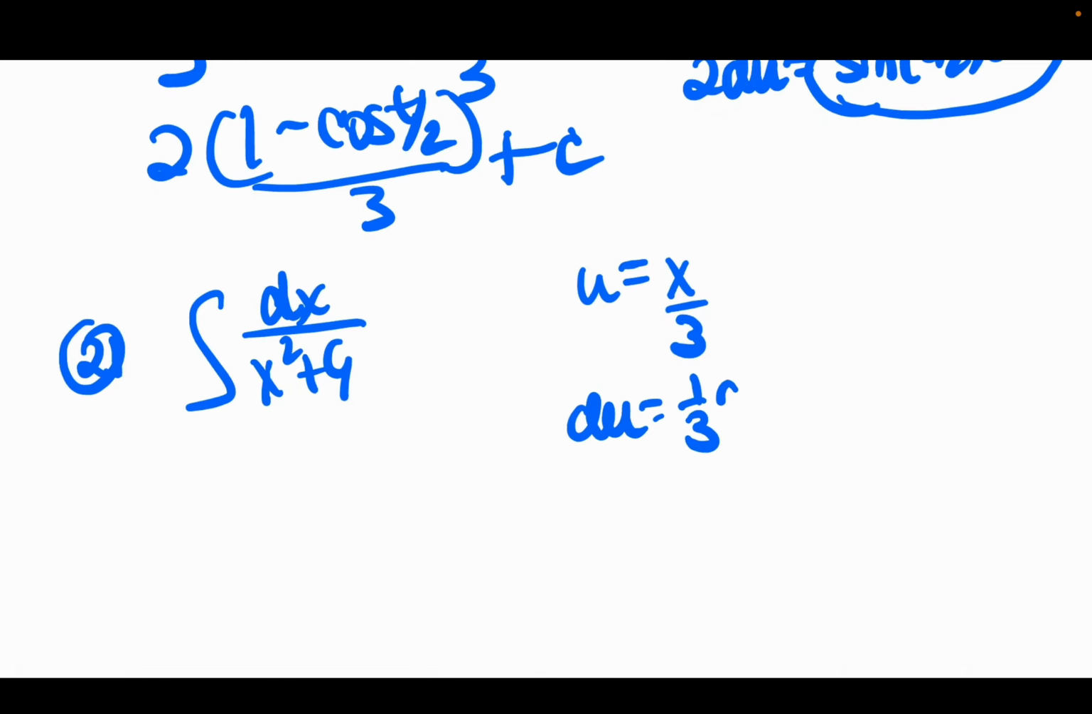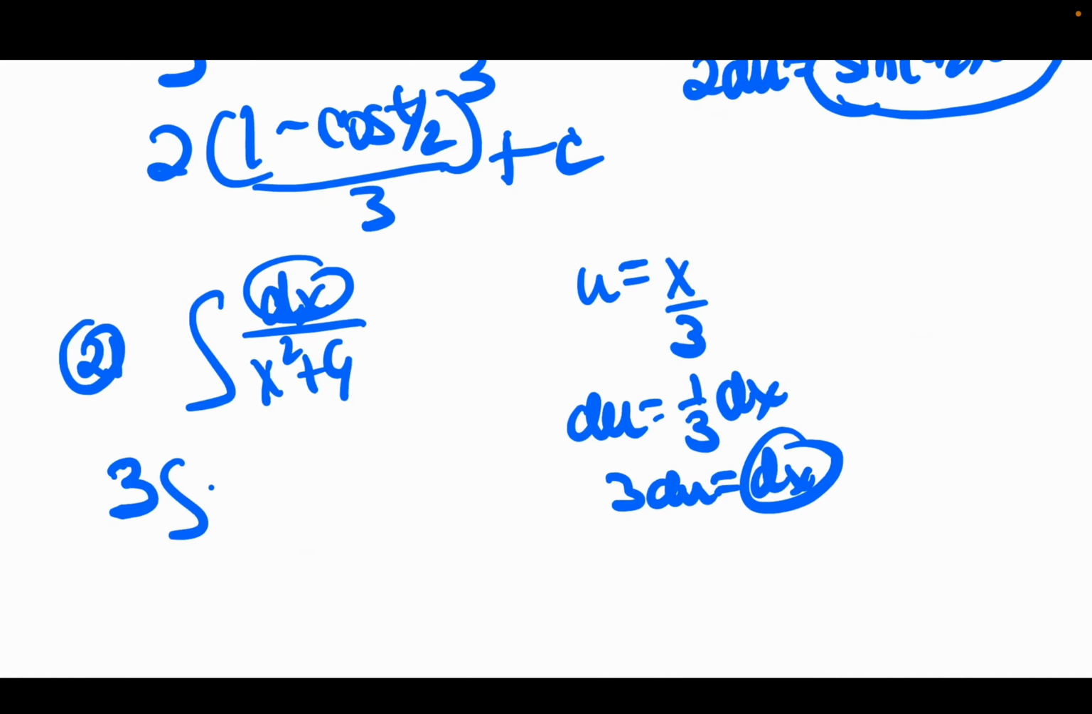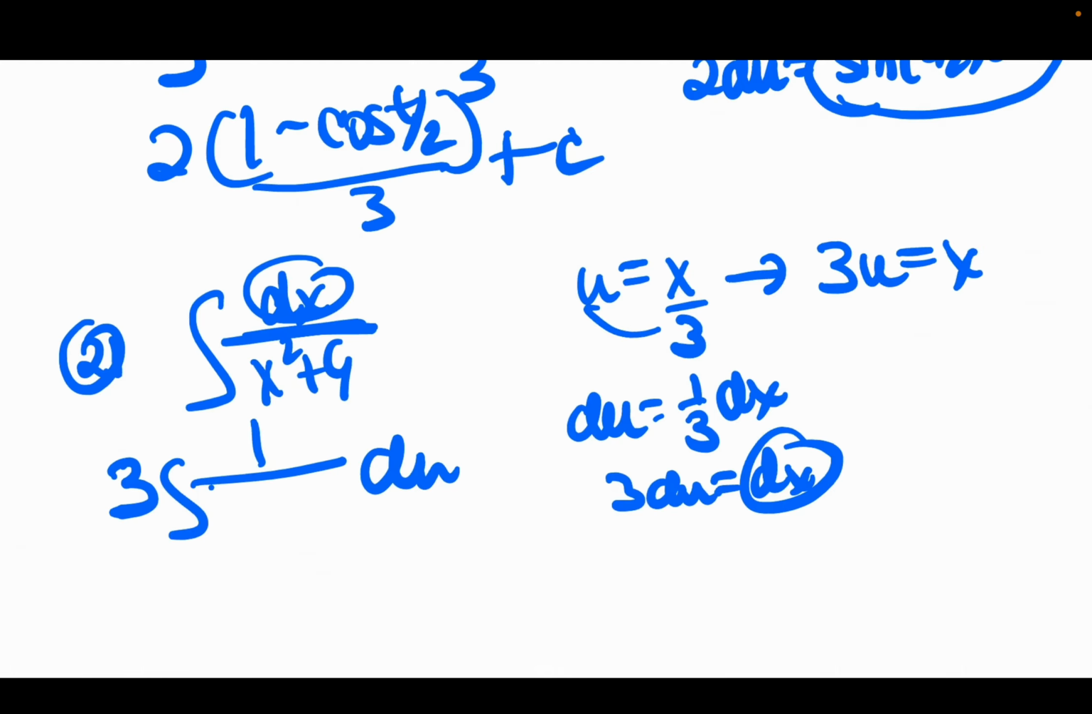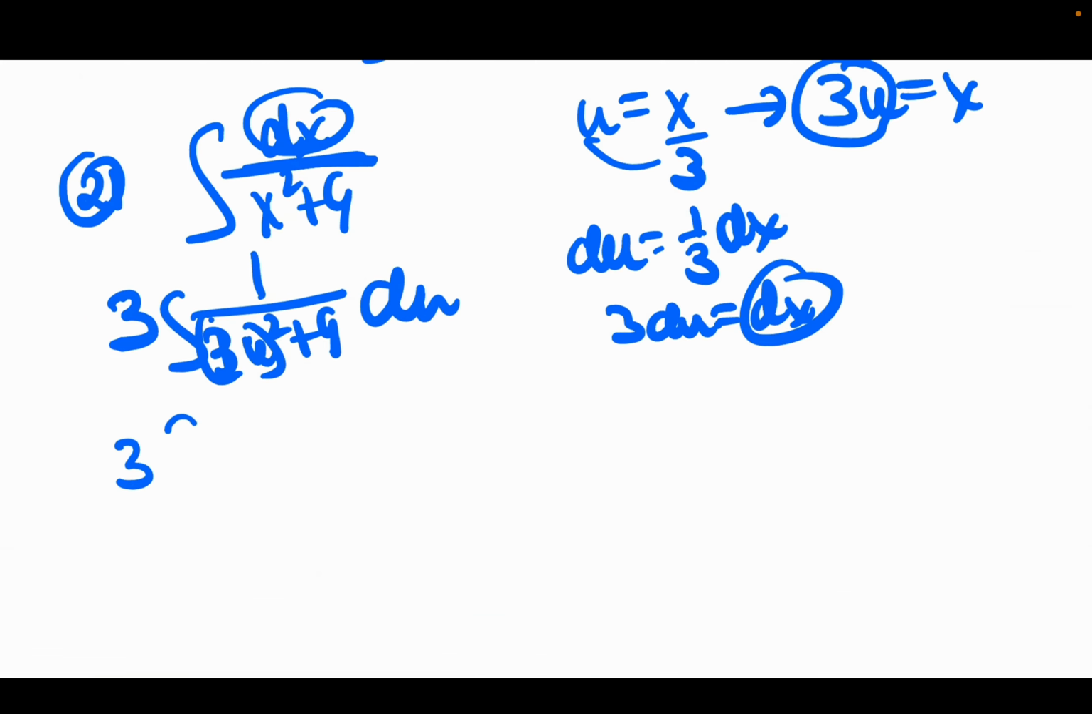I get 1/3 dx, so I get 3 du equals dx. So I have the integral of, this seems weird, dx is 3 du. All this other stuff is on the bottom, 1 over u squared. Okay, now that's weird. So let's change this. Let's multiply this side by 3, u equals x over 3, so x is 3u. So I get 3u squared plus 9. Wow, so I get 1 over 9u squared plus 9.